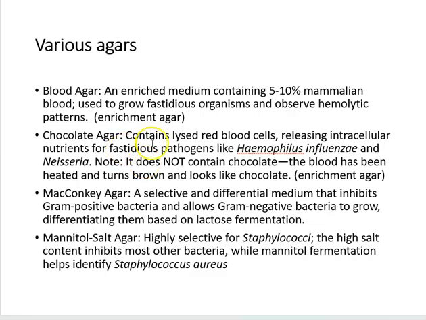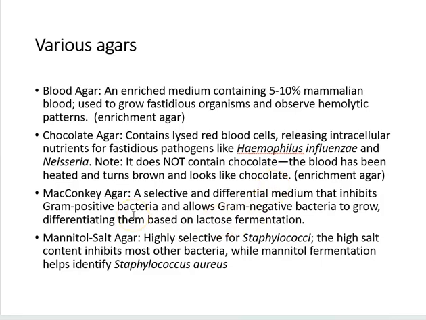Chocolate agar, as I mentioned, contains these lysed red blood cells. Cook them a little bit, and they release the nutrients for the fastidious organisms, primarily Haemophilus influenzae, which causes influenza, and Neisseria gonorrhoeae, which causes gonorrhea. It does not contain chocolate. So many students tell me, it's got chocolate in it. No, it doesn't have chocolate. It's just that when blood has been heated, it turns brown and looks like chocolate. All right, so those are enrichment agars.